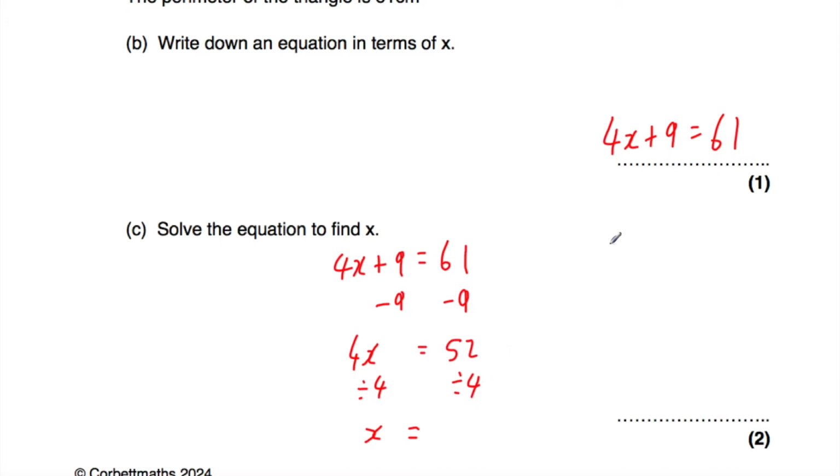So you could use the bus stop method here. 52 divided by 4. How many 4s go into 5? 1, remainder 1. And how many 4s go into 12? That's 3. So that'll be x equals 13. Or you could have divided it by 2 and divided by 2 again, or halved it and halved again. So half of 52 is 26, and half that is equal to 13. So x is equal to 13, and that's it.